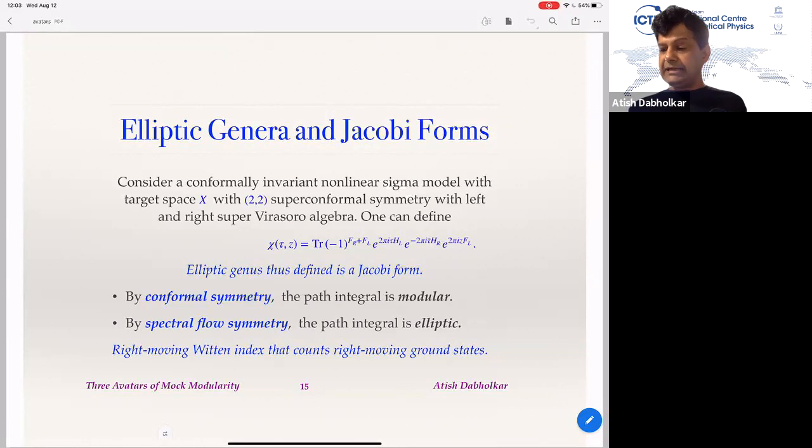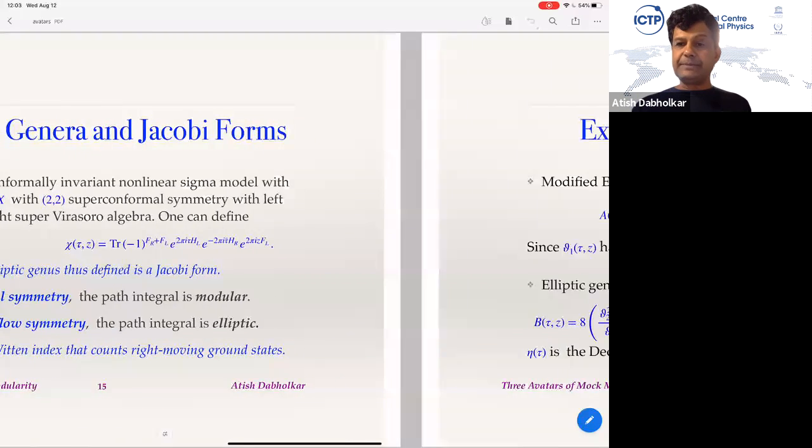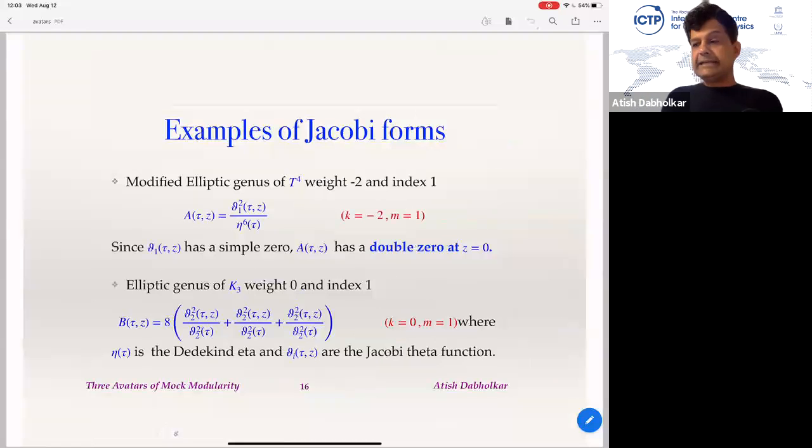And as I explained, it is the right moving Witten index that counts right moving ground states. So that's the context in which it appears in quantum mechanics. Sorry, in topology and quantum field theory.